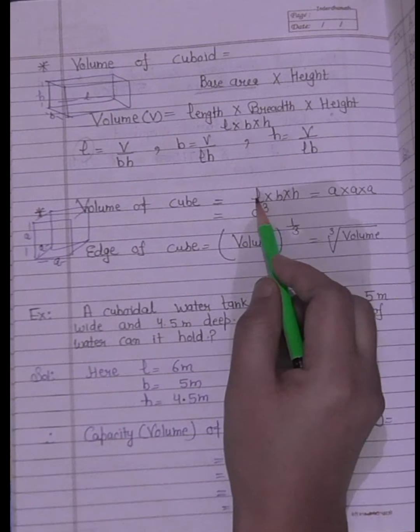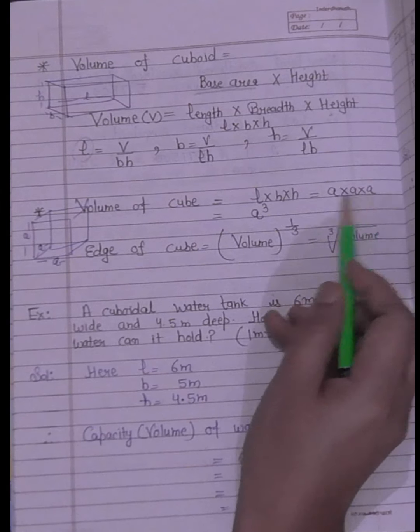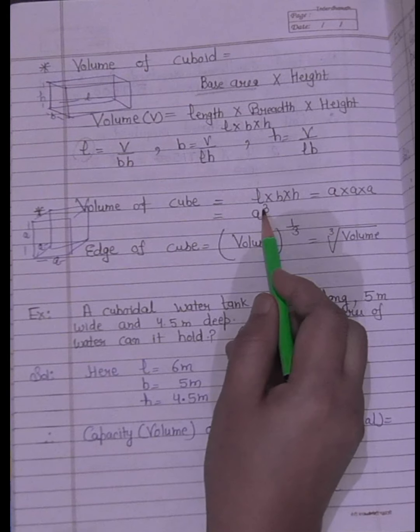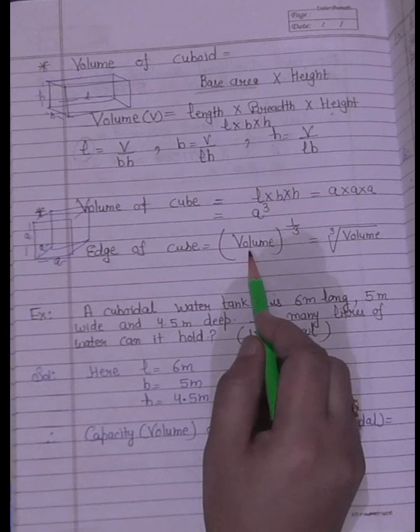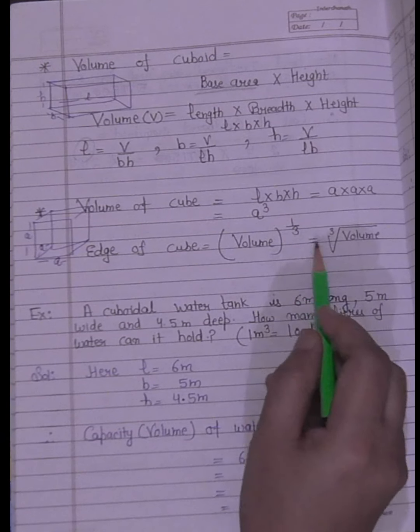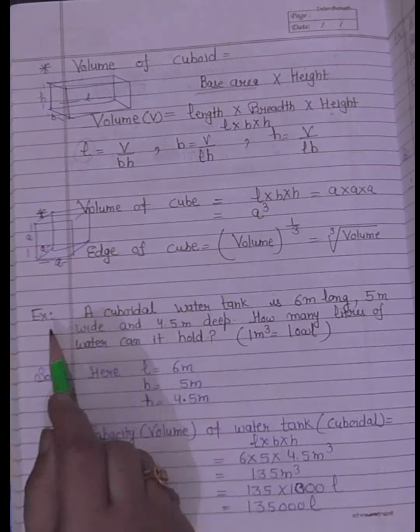So the volume will be same, L into B into H, which is equal to A into A into A cube. Now for finding the edge of the cube, the formula is volume power 1 by 3, or you can say the cube root of volume will give the edge of the cube.